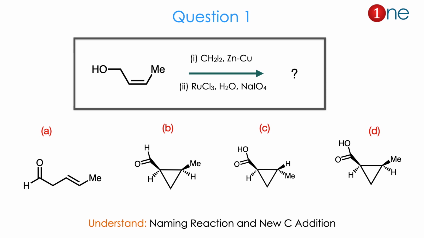Let us see question number 1. The starting material contains alkene and alcohol. You are using diiodomethane and zinc copper couple. Then you are using ruthenium chloride, water and sodium iodide. Here they ask you to find the product.